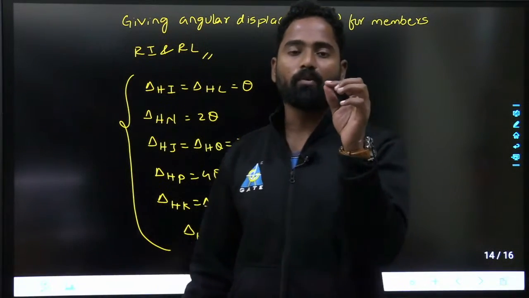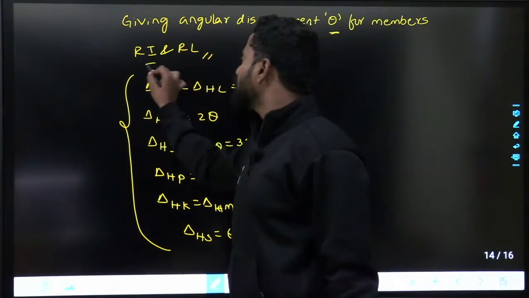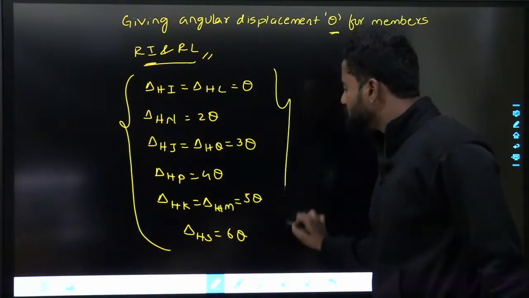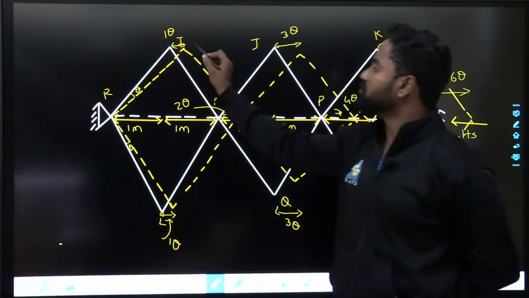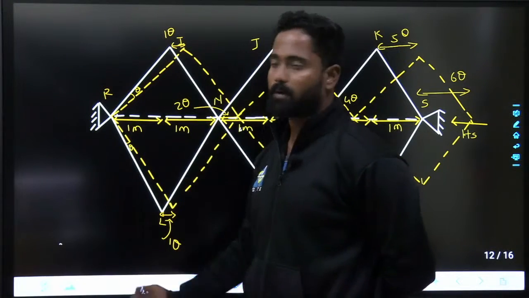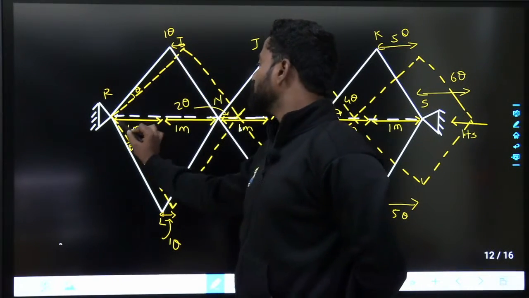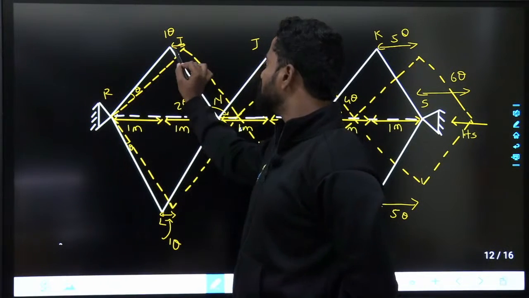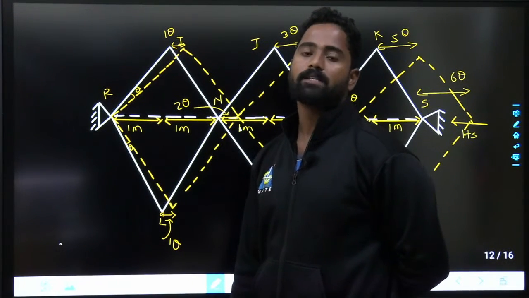Just because of providing an angular displacement of theta at members RI and RL, horizontal displacements would be, here it is 1 theta. Why is it 1 theta? Since this is theta, right? I am providing a horizontal displacement by theta. How much will this move? So if it is 1 meter, this will move by 1 times theta. That is the meaning of it.